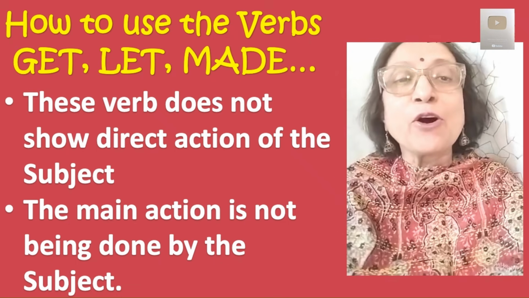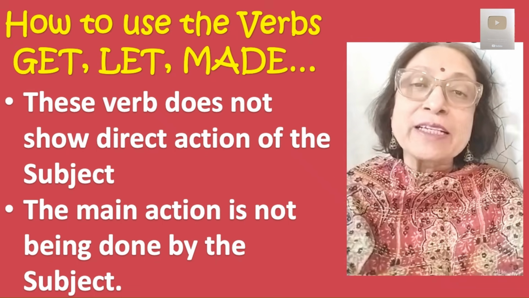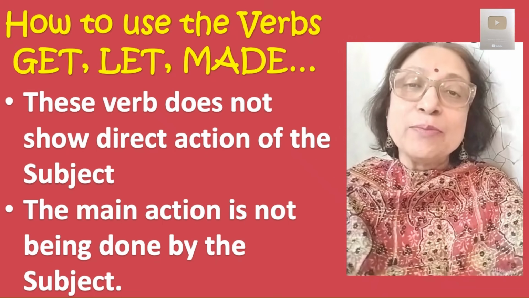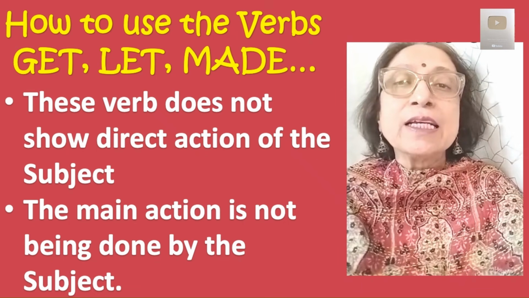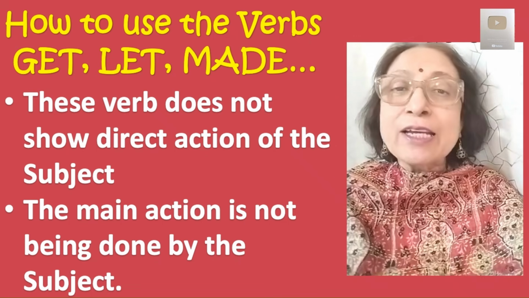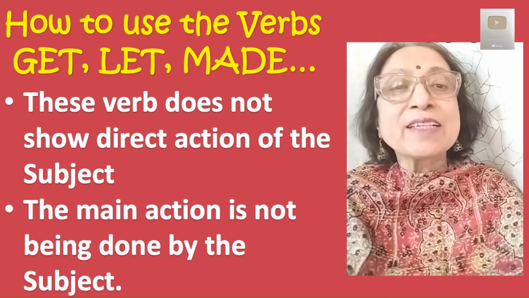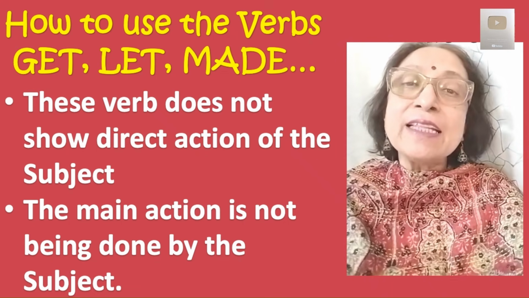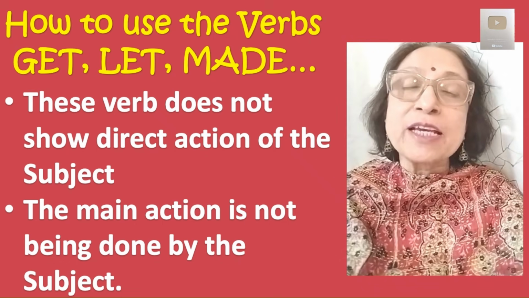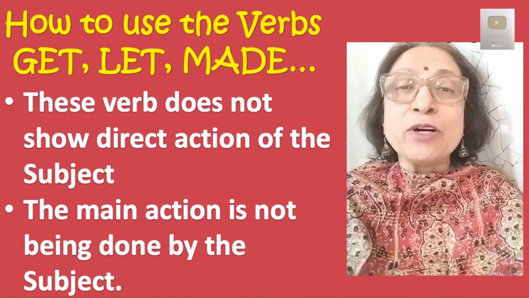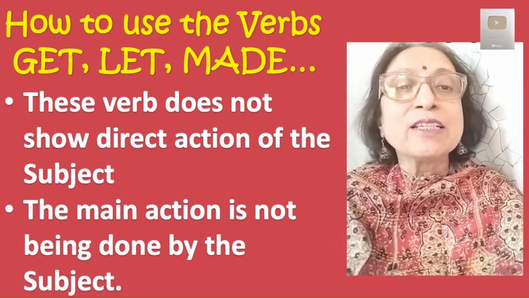Examples are make, get, have, order, permit, or let. Many verbs are like that. I'll give you some examples here. With get, we have, I got my car cleaned. That means you didn't clean your car. You made somebody else do it. Then the boss says, I made them complete the work. Here you're using make, but you didn't do the work. You made them complete the work. So it is them who did the work.